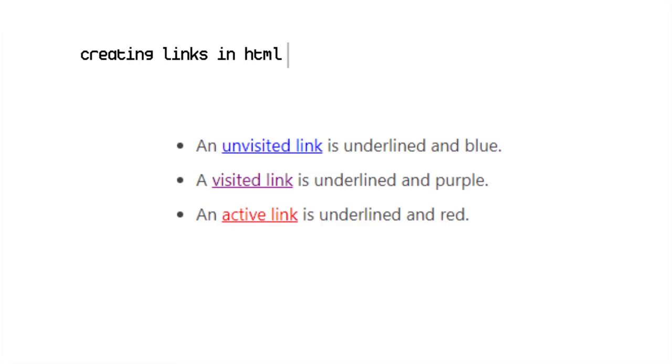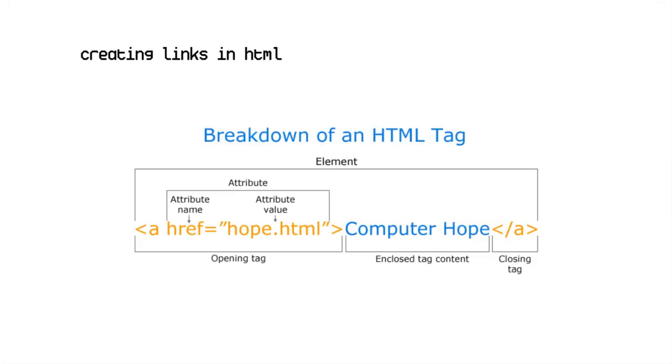By default, links will appear as follows in most browsers. An unvisited link is underlined and blue. A visited link is underlined and purple. An active link is underlined and red. Links are specified in HTML using the a tag. A hyperlink could be a word, group of words, or an image. Anything between the opening a and the closing a becomes part of the link that the user sees and clicks in the browser. Let's try some examples for links.